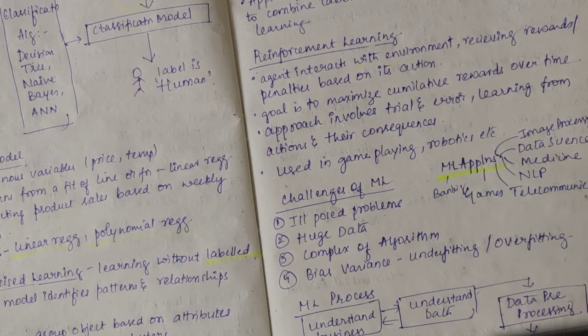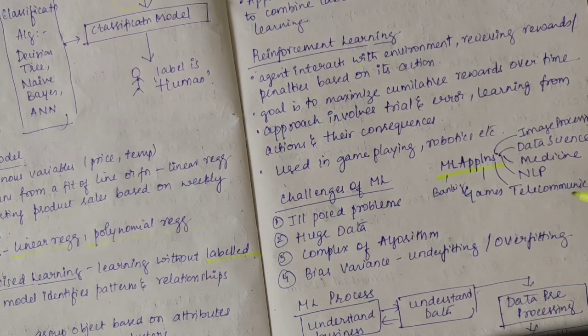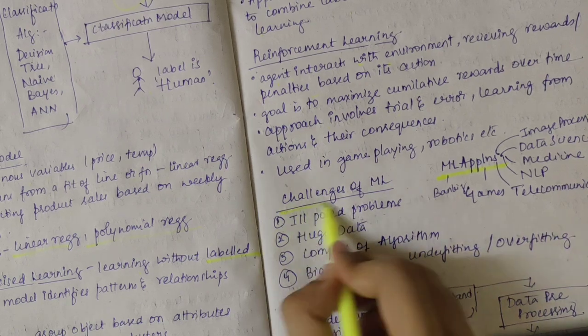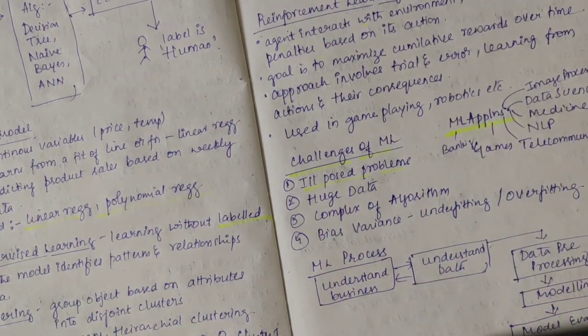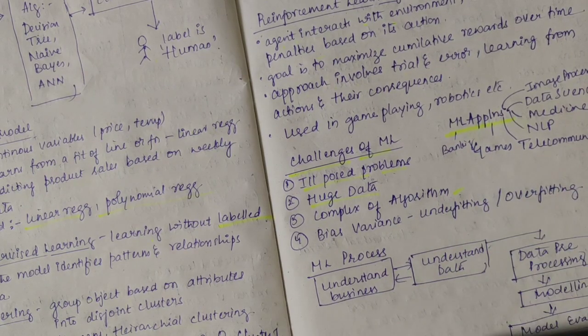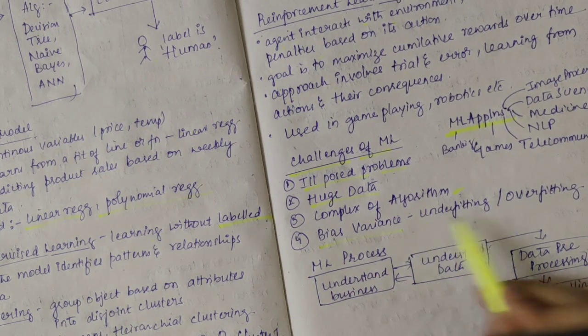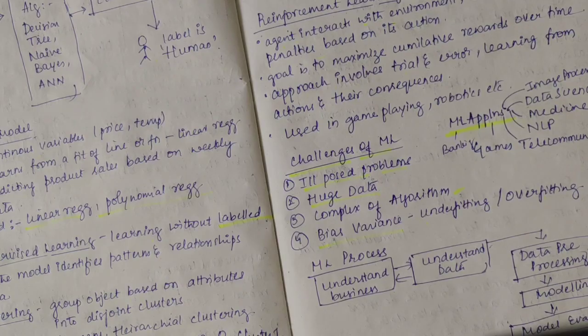Then we have the applications of ML. It could be used in image processing, data science, medicine, natural language processing, telecommunication, banking, business, gaming, and many others. Then we have the challenges of ML. If the problems are not posed clearly, that is, ill-posed problems, it could lead to challenges. Then we have huge data. When the dataset is of large quantity, it again creates a problem. Then the complexity of algorithms: the algorithms being used here are very complex. Then we have the bias variance, that is, underfitting or overfitting can also happen here.